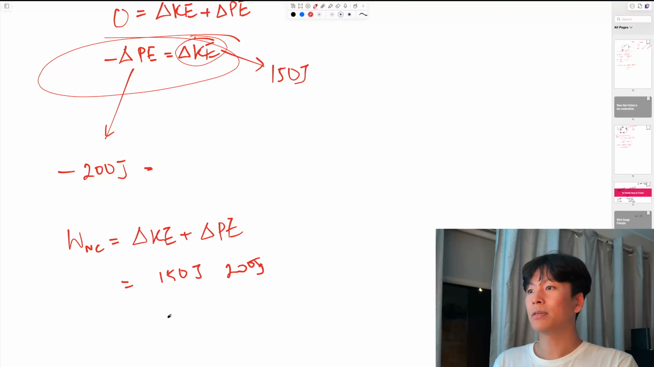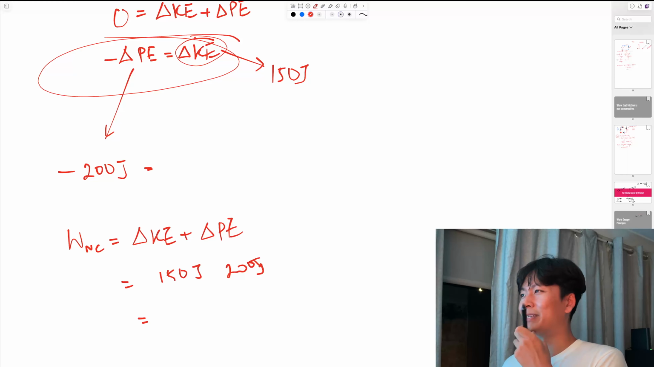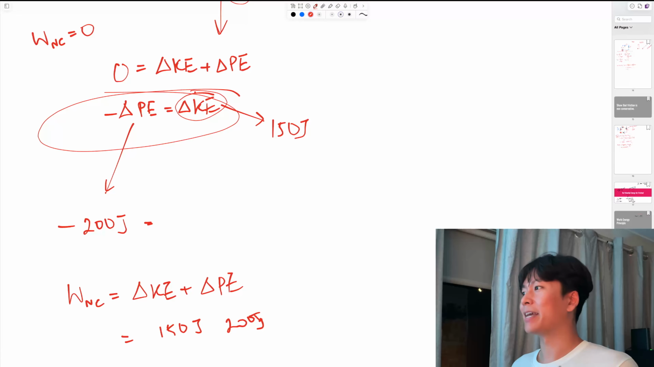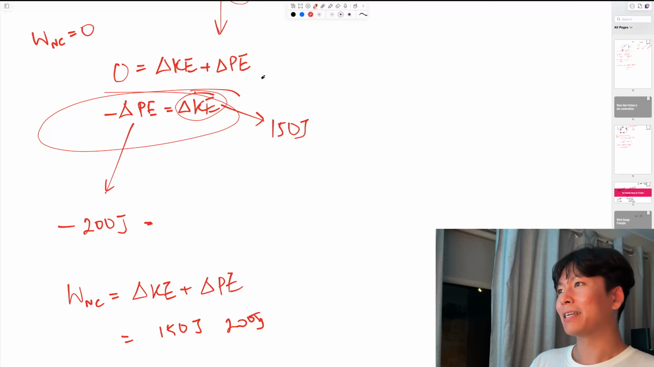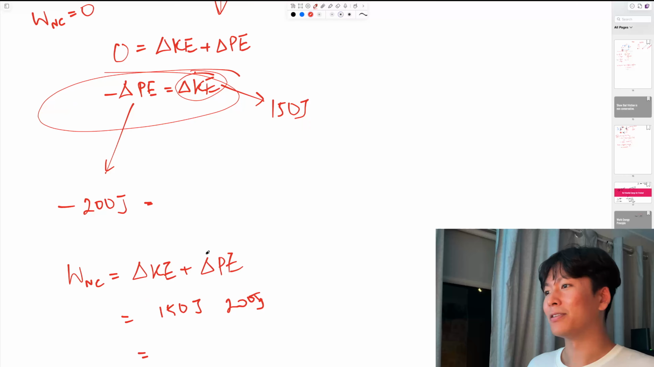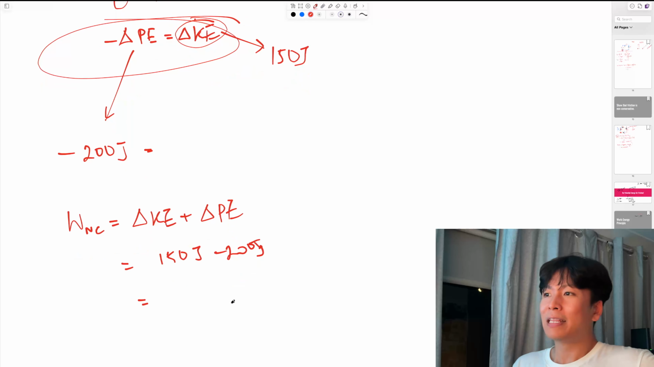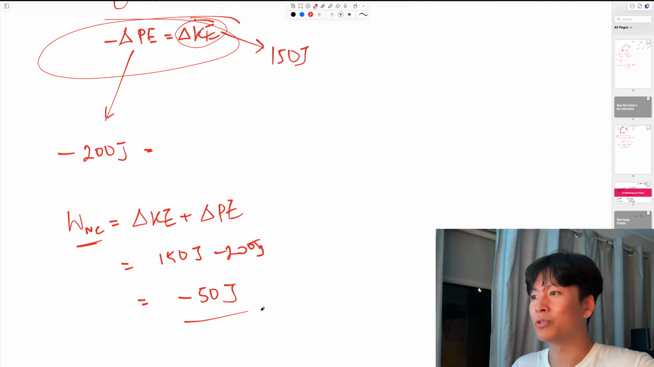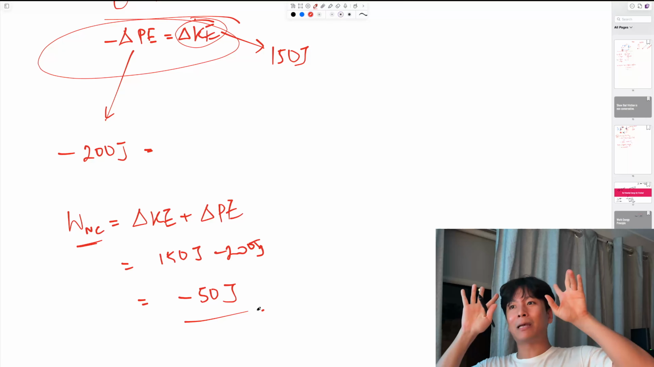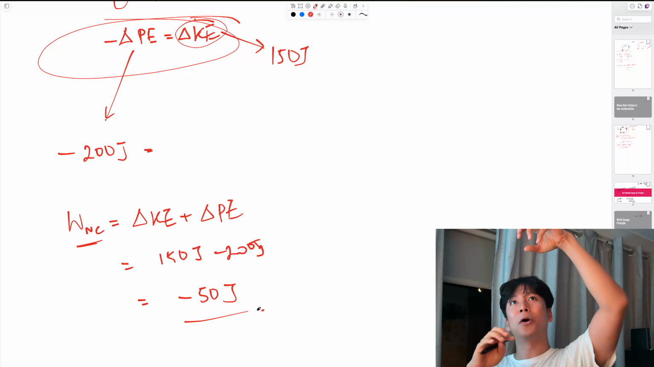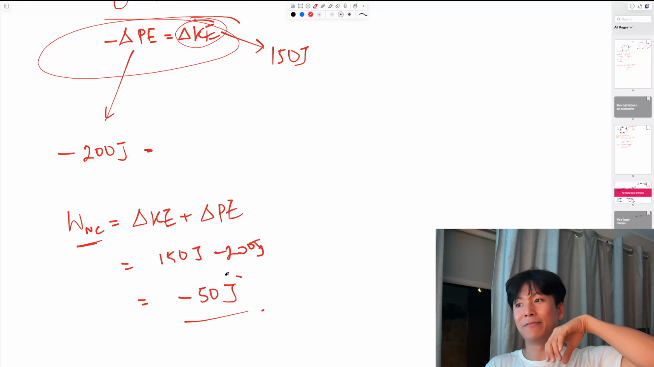And so my work done by non-conservative force, hang on, does that make sense? Give me a second. Sorry, missed a negative there. So let's say that, again, if the ball drops, the change in potential actually becomes a negative. So then I have to go minus 200 here. And so that means that I know that the work done by the air resistance, or the work done by the non-conservative force in total, has to equal minus 50 joules, right? So air resistance is opposing the movement of the ball by 50 joules.